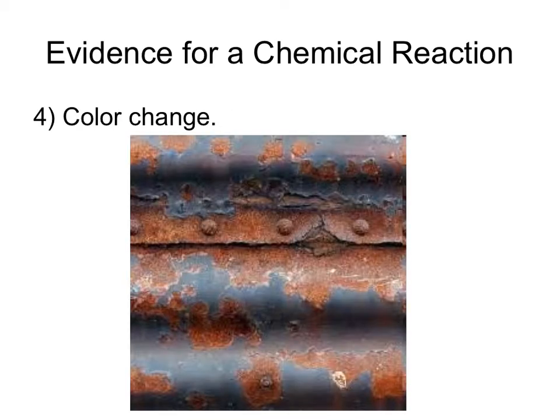Color change. 99% of the time, if you're doing an experiment and a color change happens, it's because of a chemical reaction. Honestly, off the top of my head, I can't think of anything that wouldn't follow that rule of thumb. All right, the picture here is rust. We saw color changes a few times in that lab. There was the copper sulfate. When we broke the bonds of the water, it went from blue to white. There was the iron and the sulfur. When we heated that, it changed to red and then it changed to black. Okay, so color change is a good example.